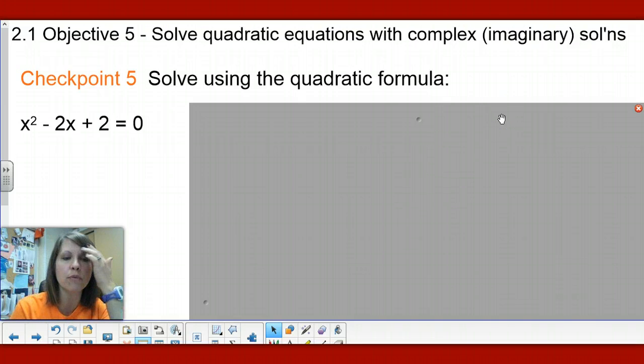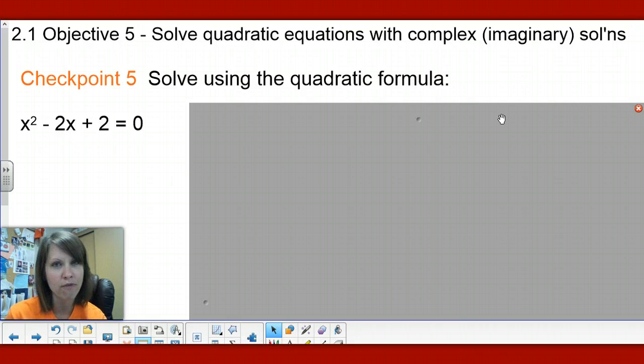Okay, last one we're going through. Solve quadratic equations with complex or imaginary solutions. And this says specifically solve with the quadratic formula. If we're going to get complex or imaginary solutions, we're not going to be able to solve that with factoring. Our options are going to be the quadratic formula or completing the square.